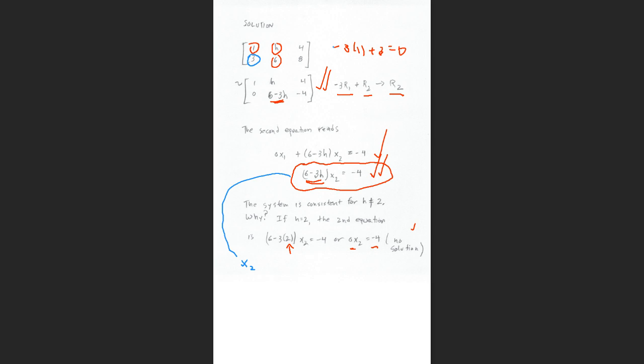x2 equals negative 4 divided by 6 minus 3h, right? Based on this equation here, x2 equals negative 4 divided by 6 minus 3h. Well, what can't you have in the denominator? What value is not allowed in the denominator? A 0, that's right. So therefore h can't equal 2.